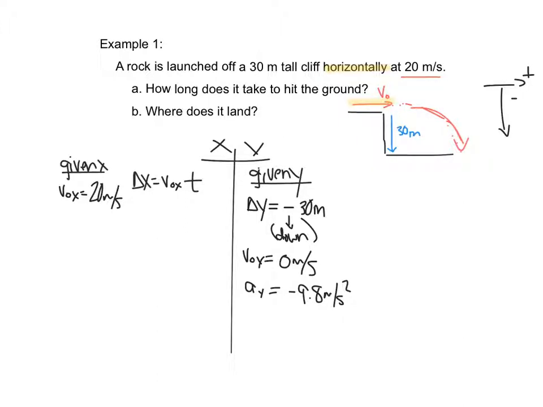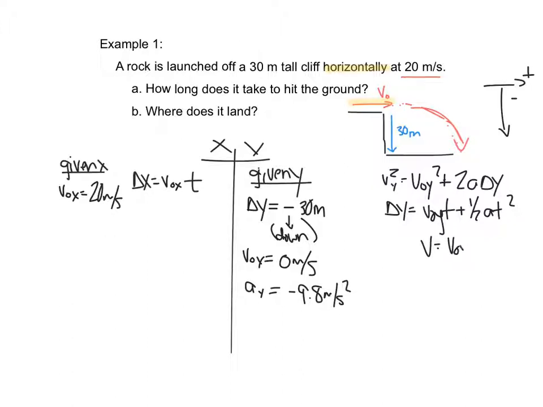So we need to pick an equation. We've got a couple to choose from. We've got this one, which looks kind of like that. We've got, of course, delta y equals v naught y t plus 1/2 at squared. And we have the final one, v equals v naught y plus at. So we've got some options here.